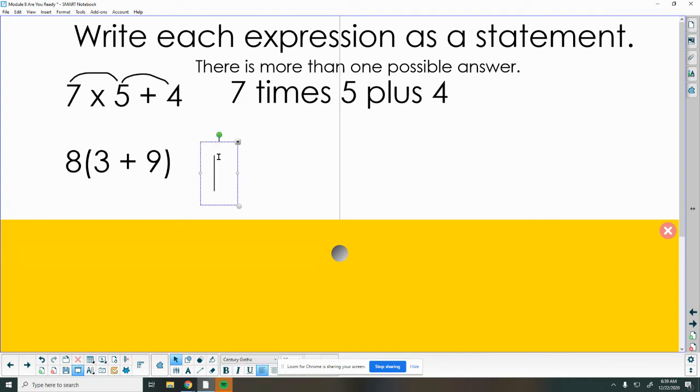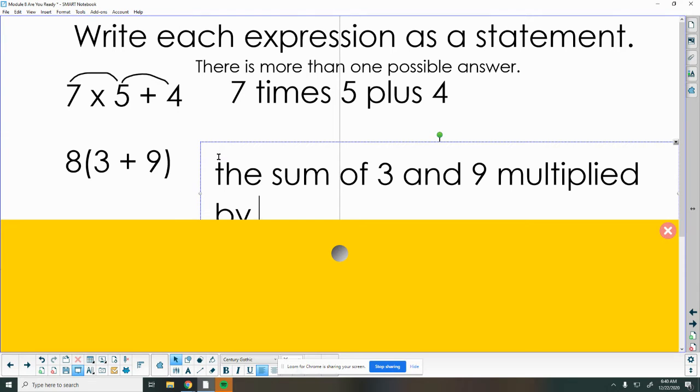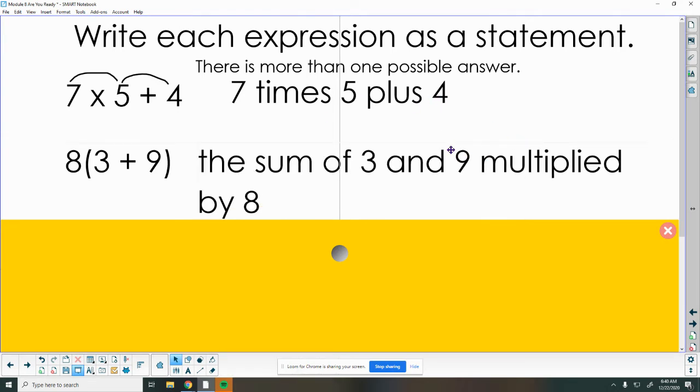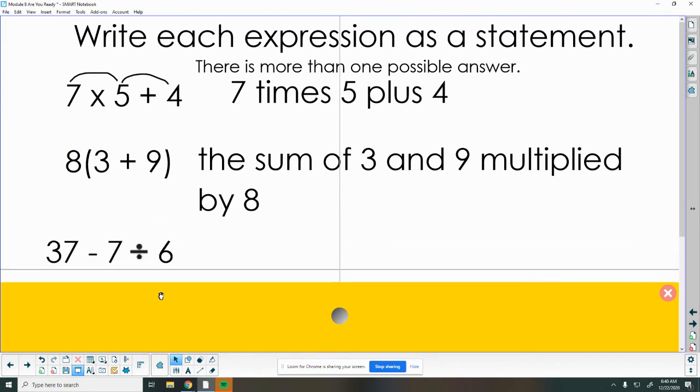So I could say the sum of 3 and 9. So sum tells me I need to add, the sum of 3 and 9 multiplied by 8. So here's what we do first, then multiply that by 8. So 3 plus 9 times 8.